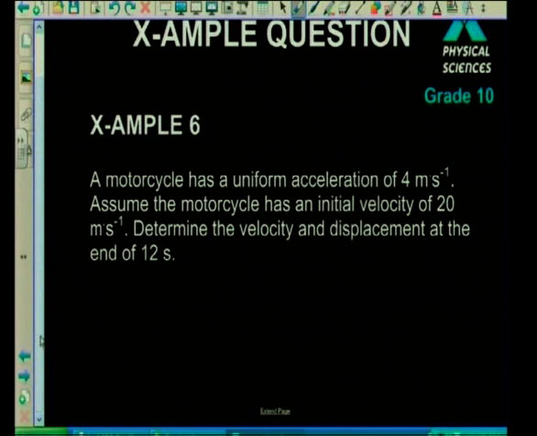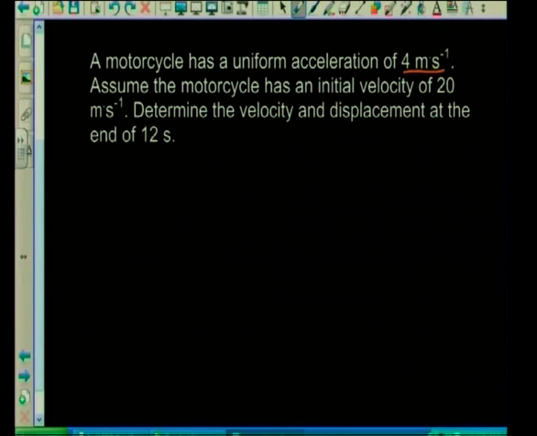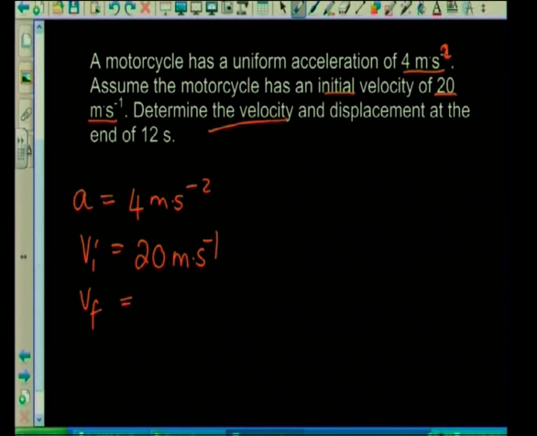Motorcycle has uniform acceleration, okay, that should be squared, sorry, of 4 meters per second squared. Okay, assume the motorcycle has an initial velocity of 20, so VI is 20 meters per second. They want to know what is the velocity, so that's final. What is the displacement at the end of 12 seconds?